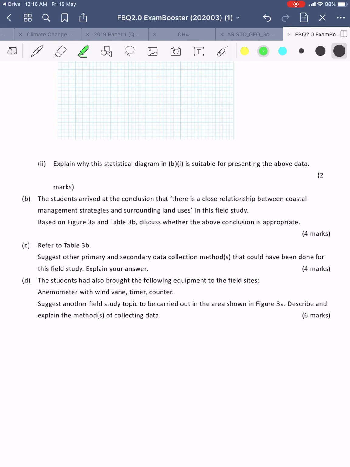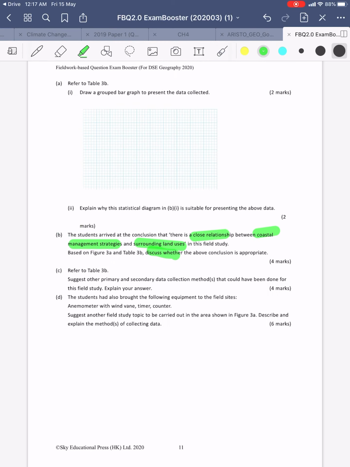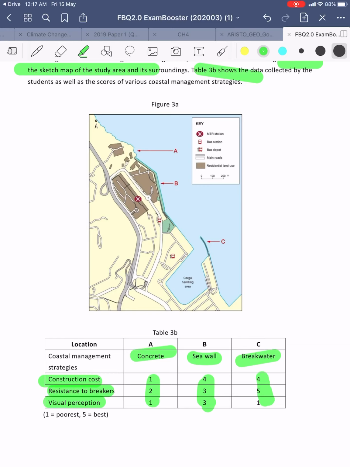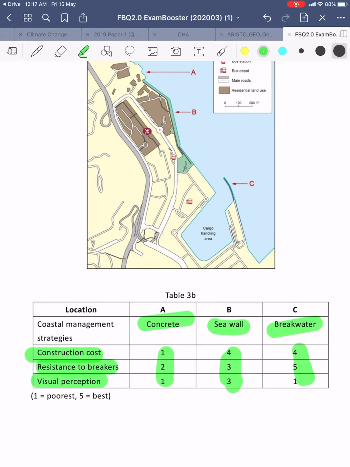And then B, again, discuss whether there is a close relationship between coastal management strategies and surrounding land use. So what should you do? You just tell me, if we are having a very dense land use, then we will use the concrete.